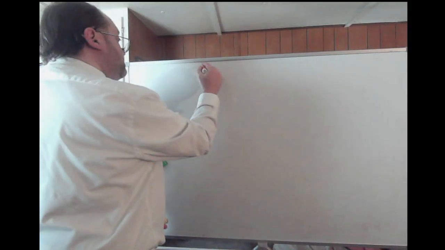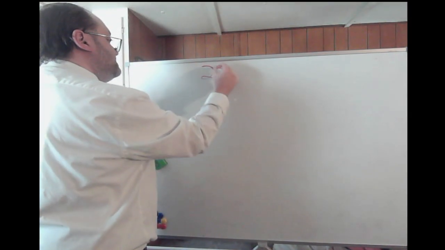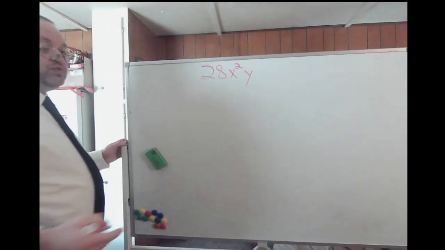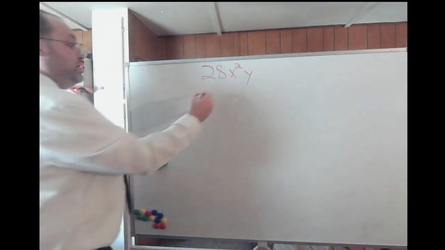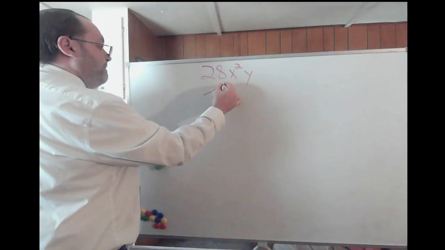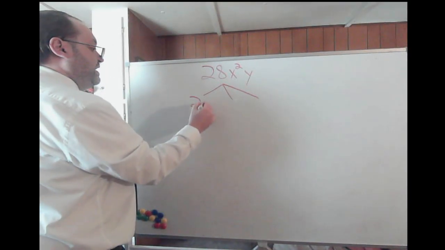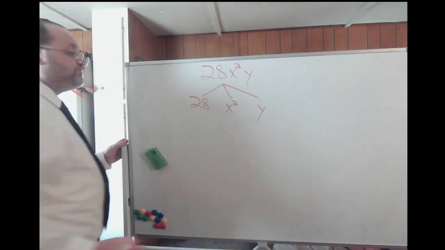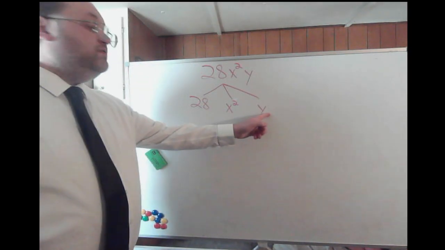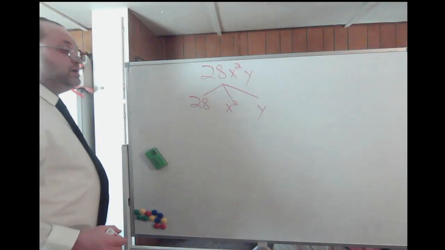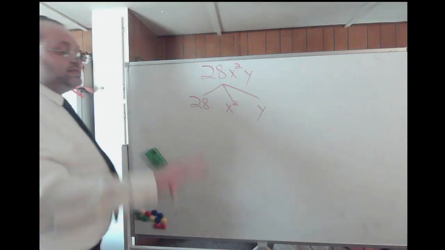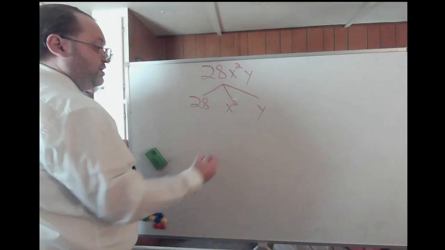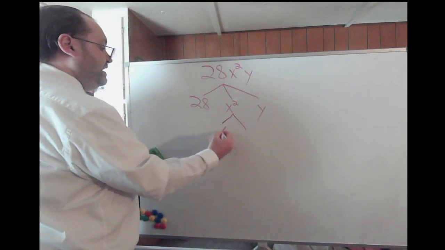Oh, good one. We have 28x squared y. We have 28x squared y. Well, this could be a 3-parter because you have 28 times x squared times y. Let's start with the y. Can you factor y any further? No. It would just be a factor of 1 and itself. That's done. How about x squared? Can we factor x squared any further? We sure can. It would just be x and x.